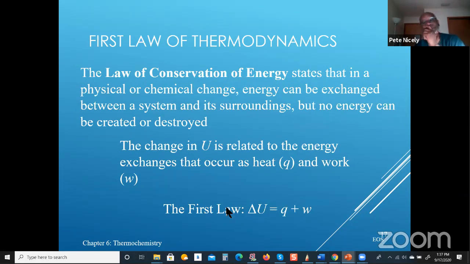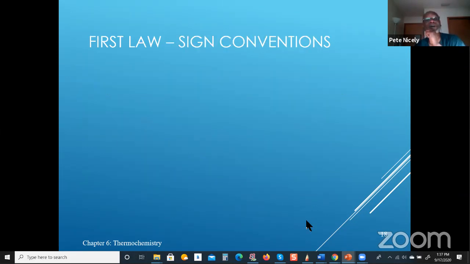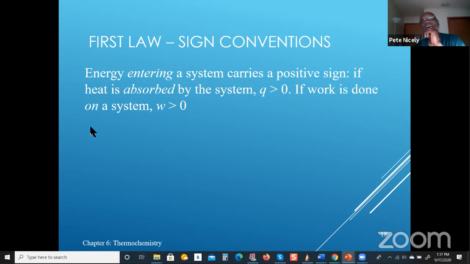Now, when using this law, you have to be careful about the sign conventions. This will become important when you're reading questions and you have to interpret them correctly in order to use the correct signs for the different terms. So I'm going to go through these, and hopefully I'll get to an example before time is up.